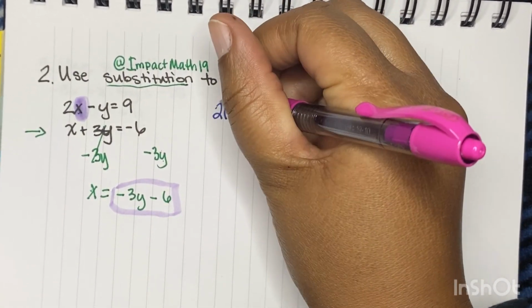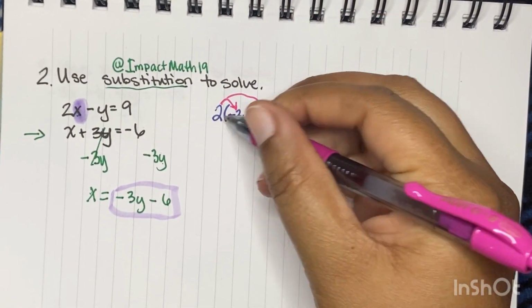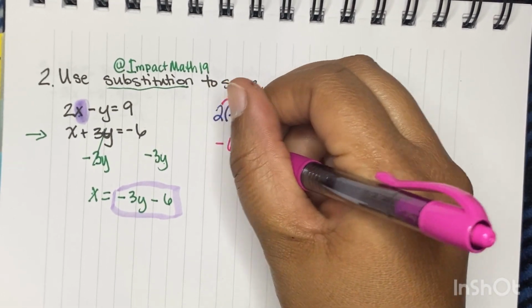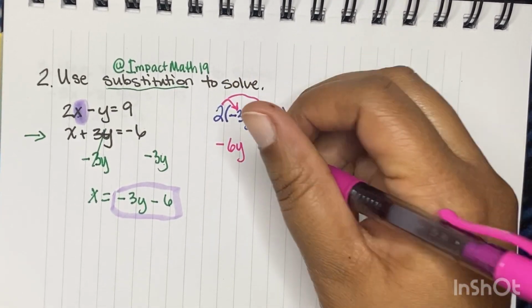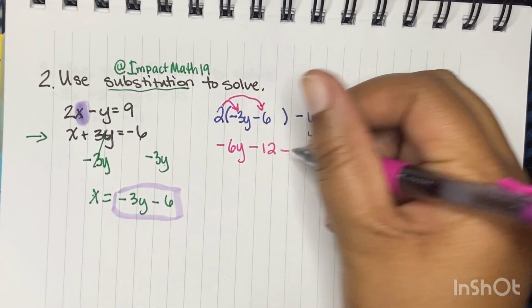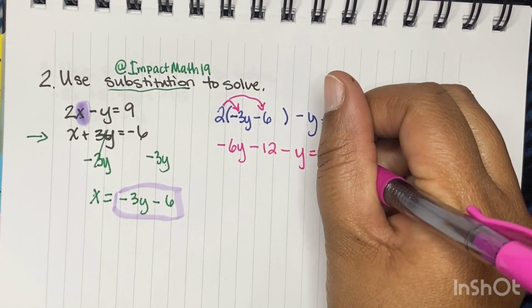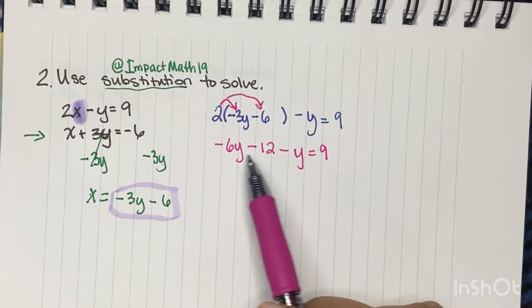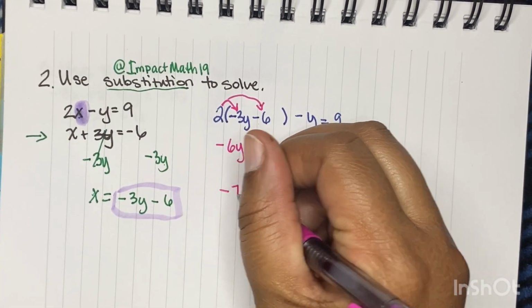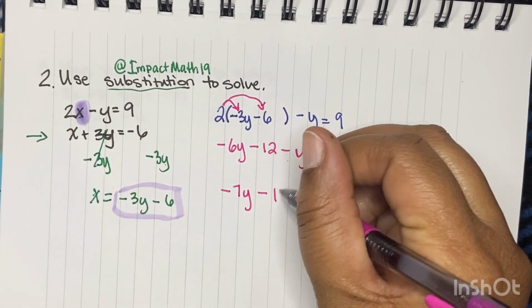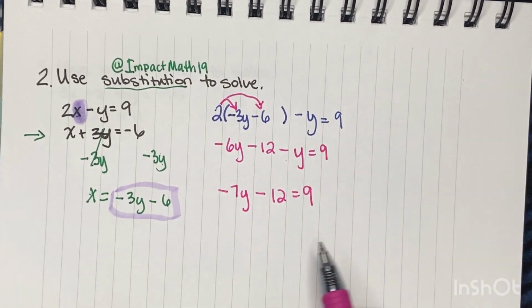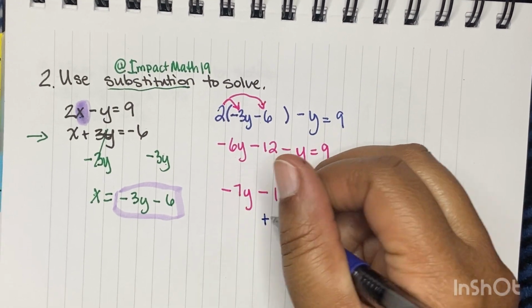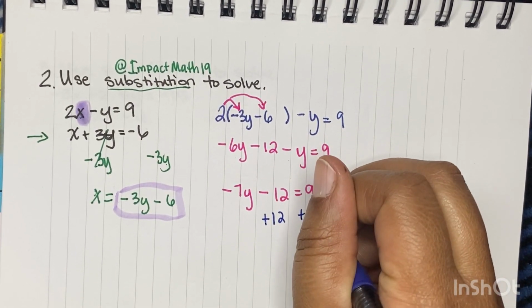So what does that mean? We have to multiply. So 2 times negative 3 gets us negative 6y. 2 times negative 6 gets us negative 12 minus y equals 9. All right, now we're going to combine these, and we get negative 7y minus 12 equals 9. How do we get this negative 12 to the other side? Well, we do that by adding 12 to both sides.